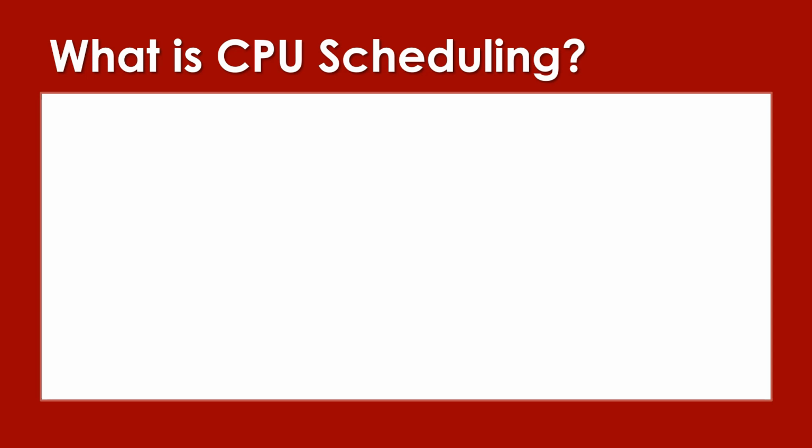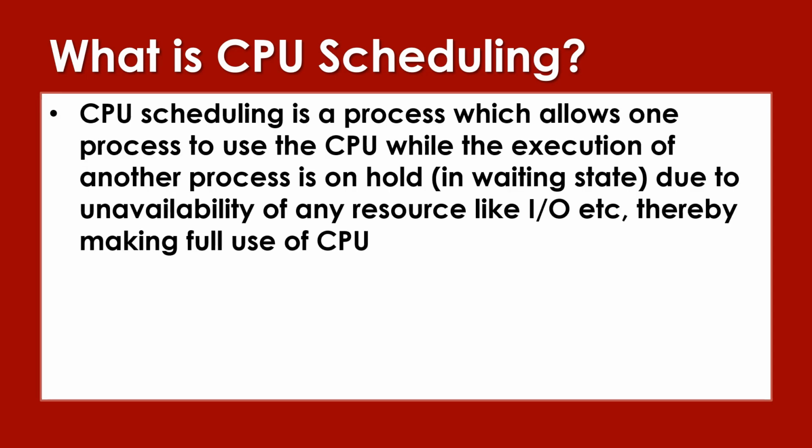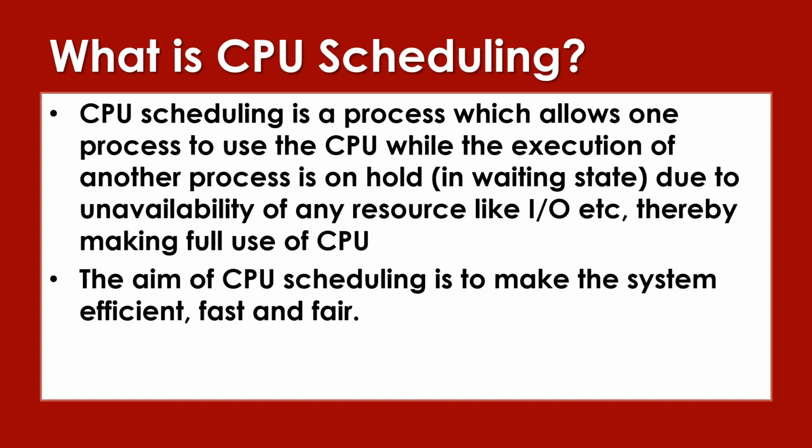So first, what is CPU scheduling? CPU scheduling is a process which allows a process to use CPU while the execution of another process is on hold. Ito yung tinatawag nating waiting state due to unavailability of any resources like the I/O, thereby making full use of the CPU. The aim of CPU scheduling is to make the system efficient, fast, and fair. Okay, so of course, kapag hindi naman ginagamit yung isang process, gagawin niya na yung isang process para walang natetenga, or para lahat ng process is magamit.